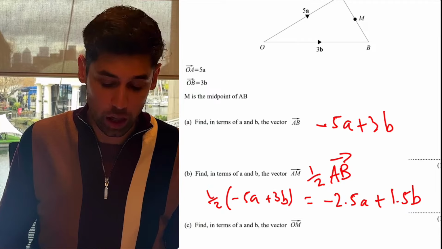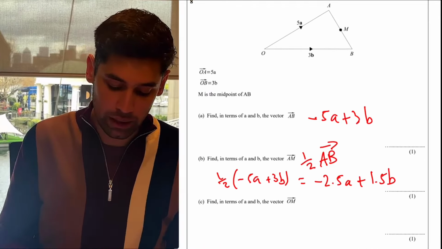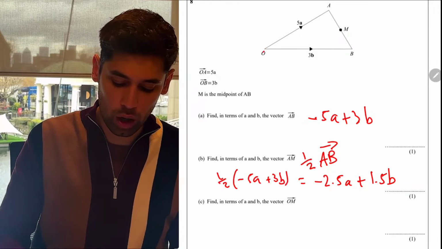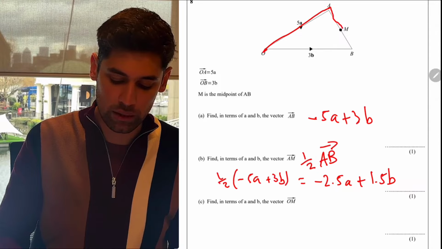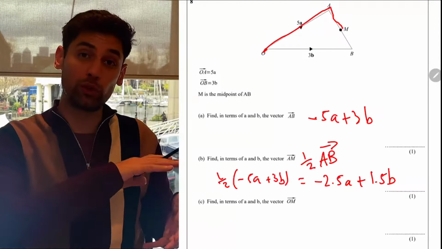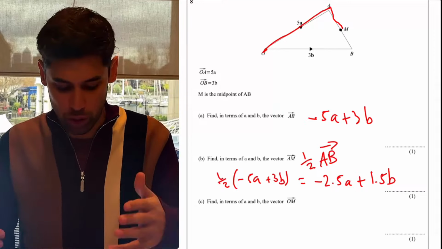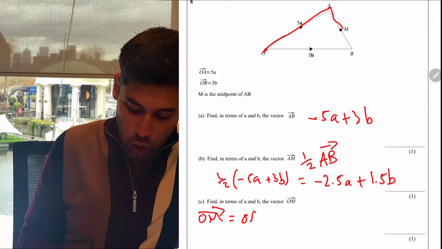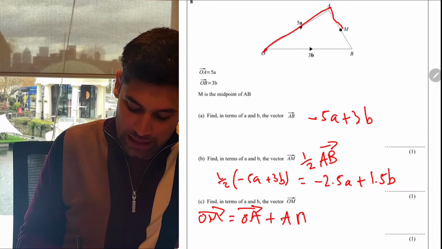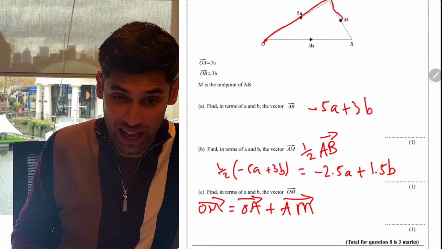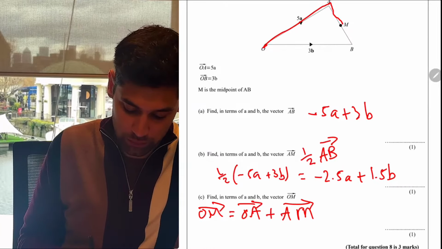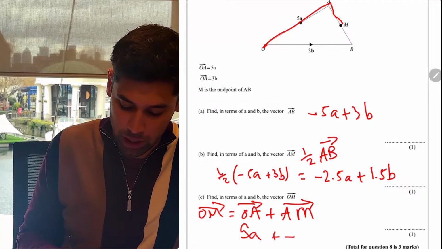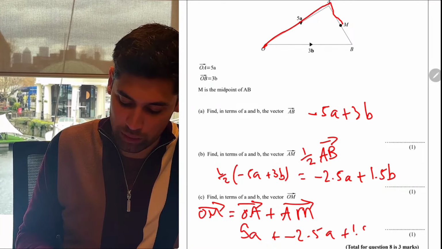Find in terms of A and B the vector OM. Now OM is the line from there to there. We're not going to do it that way. We're going to go from O up to A, down to M. So when we're finding vectors, we first of all decide the route we're going to take, and then we add those vectors together. So O to M is O to A plus A to M. O to A, quite simply from our diagram, is 5A. And A to M, we've just found out, is minus 2.5A plus 1.5B.